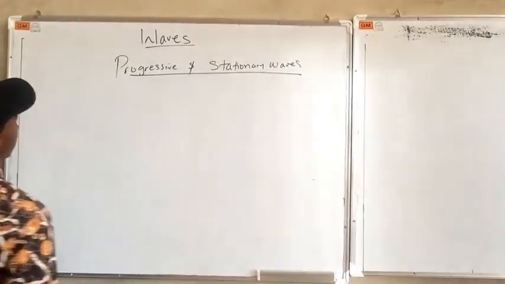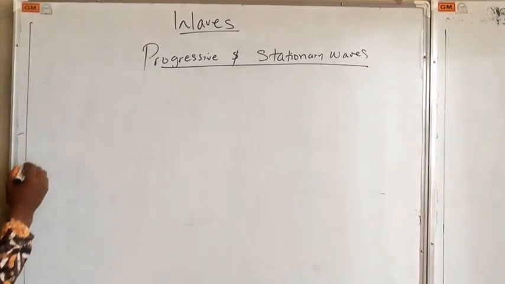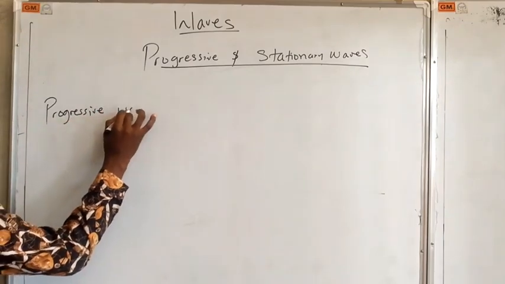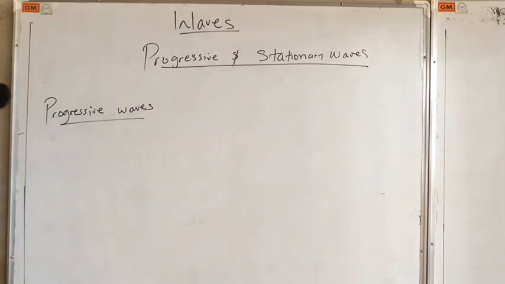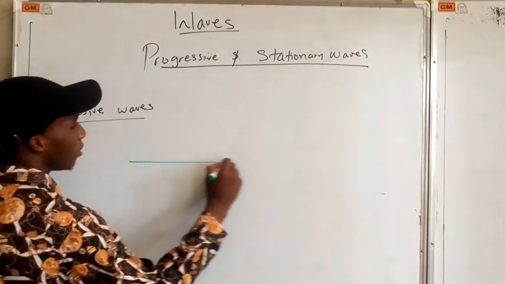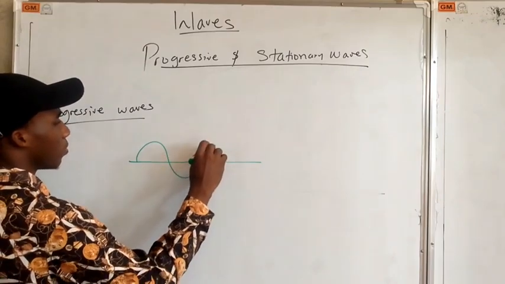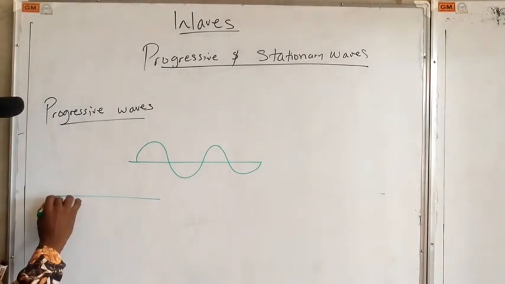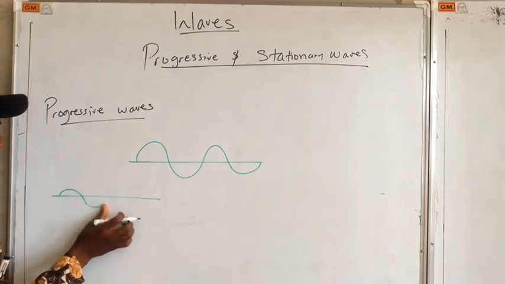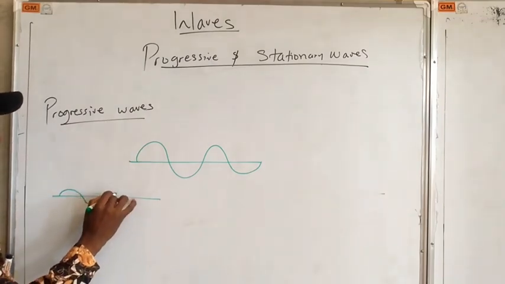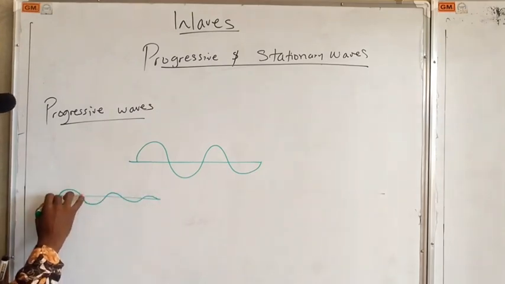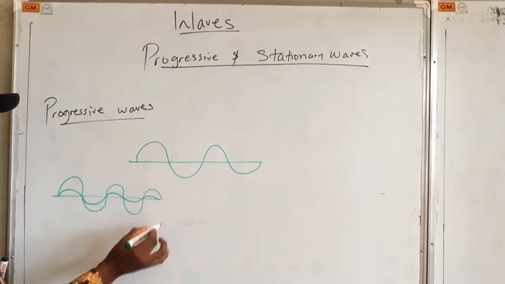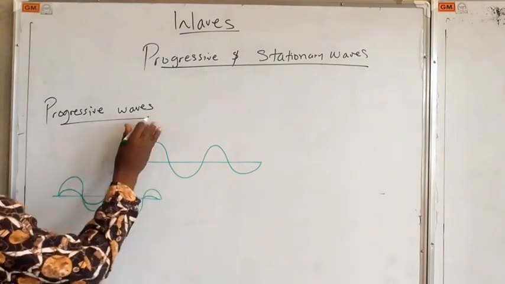Now let us have a pictorial understanding of that. For progressive waves, let's say we have it to be like this, transferring energy. We could also have it to be like this. We could also have it as constructive interference, where this is like this, and then we have another one like this. These are examples of progressive waves.